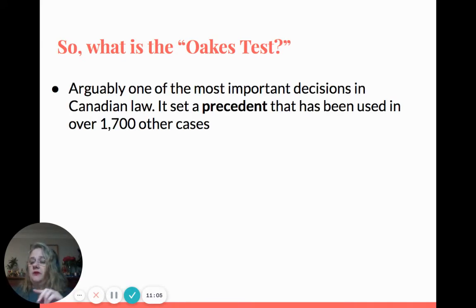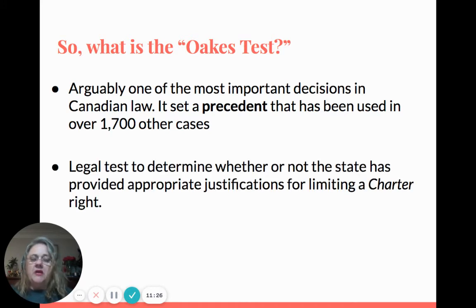Well, it's the case of R. v. Oakes. It is one of the most important decisions in Canadian law. It's a major precedent that was decided, and it's been used, I'd say by now, probably about 2,000 times. So if you're going to practice charter law, you've got to know Oakes. And you understand a legal precedent.